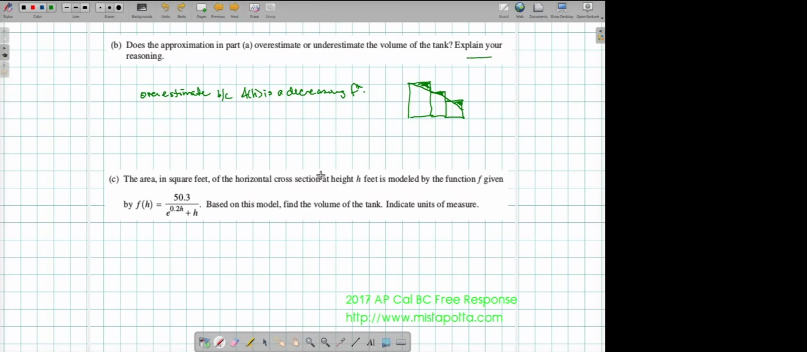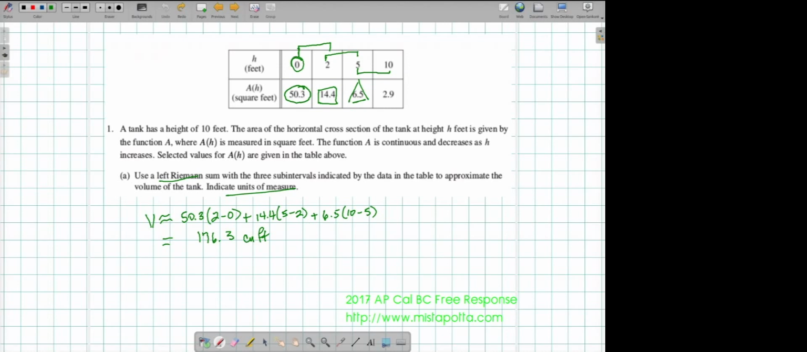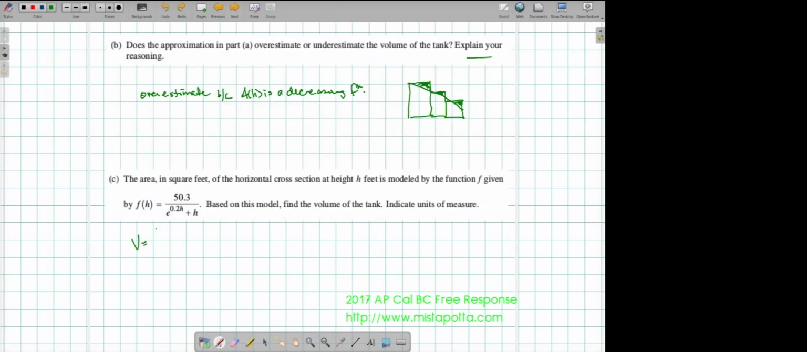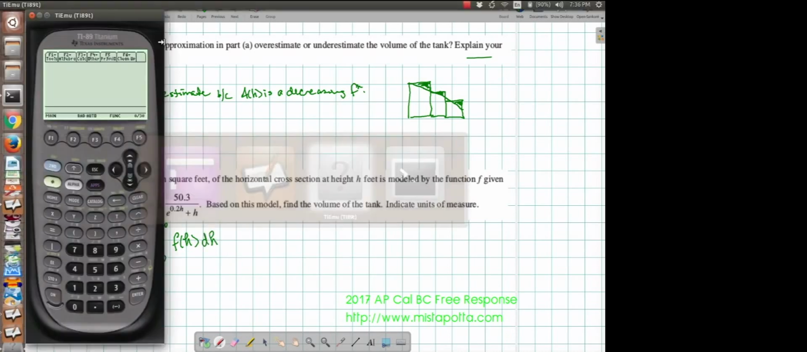So that's what we're looking for here. There's our justification. On part C, it says the area in square feet of the horizontal cross-section at height h is modeled by the function f, given by f of h equals this. And it says, based on the model, find the volume of the tank and indicate units of measure. Keep in mind, from our table, we know that we're going from 0 feet to 10 feet. So our volume is going to be the definite integral from 0 to 10 of our function f of h with respect to h.